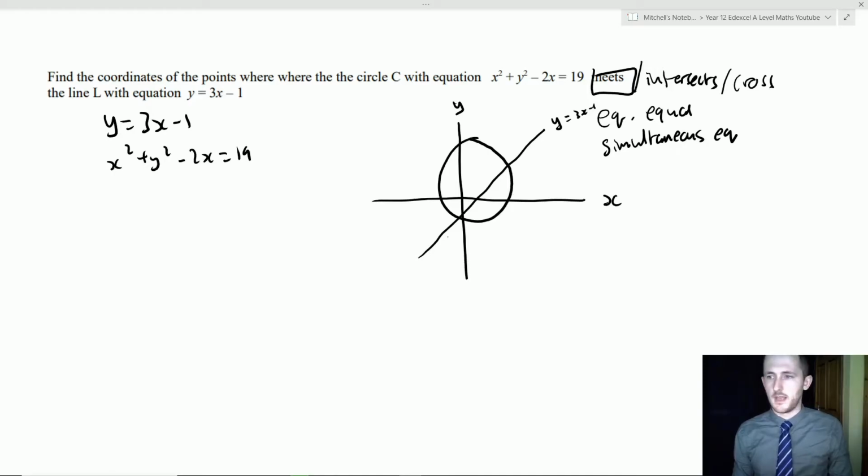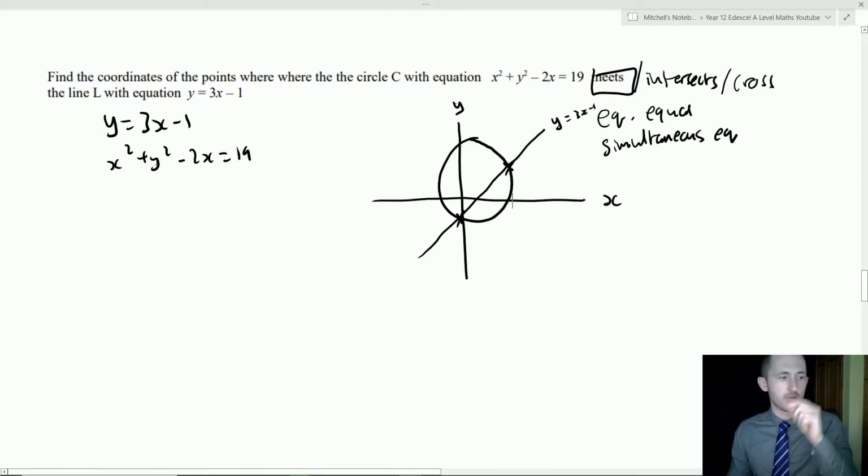Okay. Now the points where they meet are here and here. At that point, both equations are equal to each other. So this y here is the same as this y here. And think about why. Because these y's represent coordinates, right? It's the y coordinate. At these points, can you see the x and y coordinates are the same? Right? They have to be.